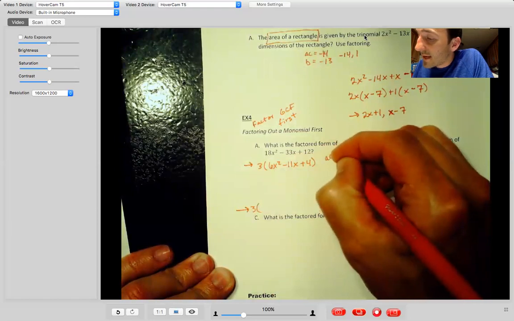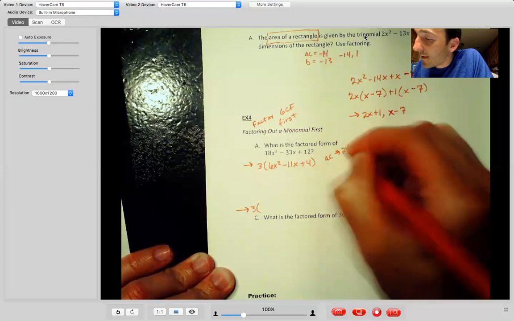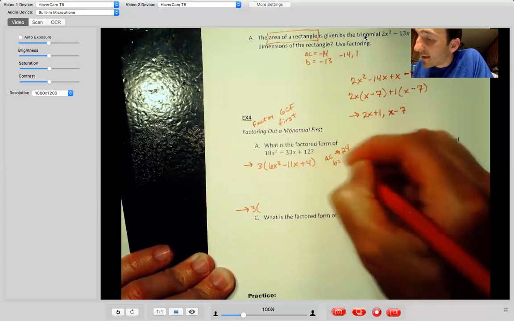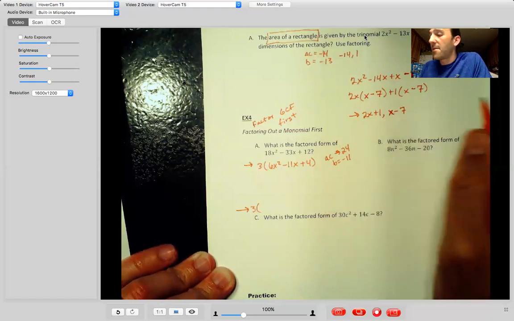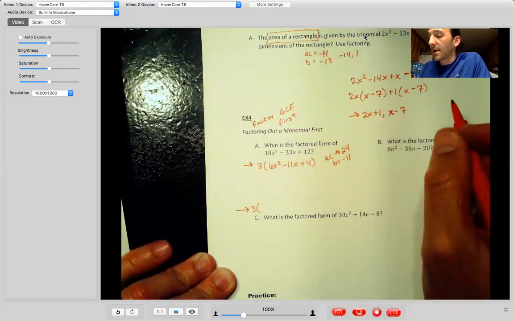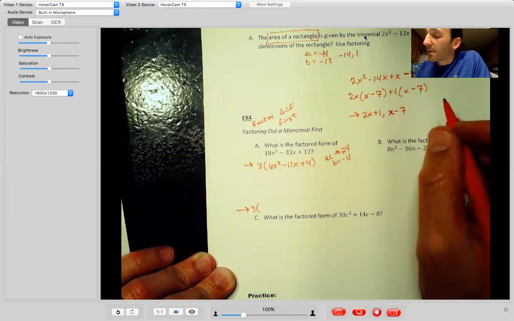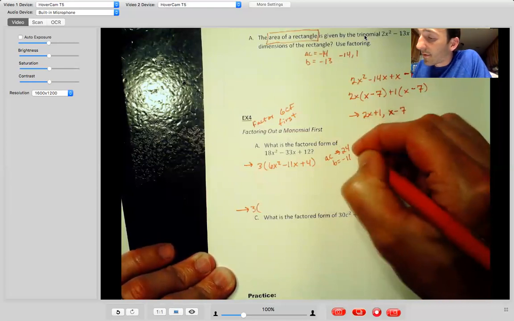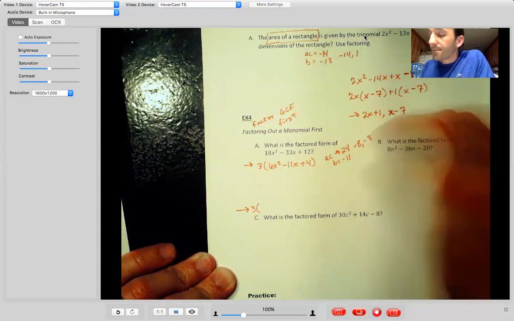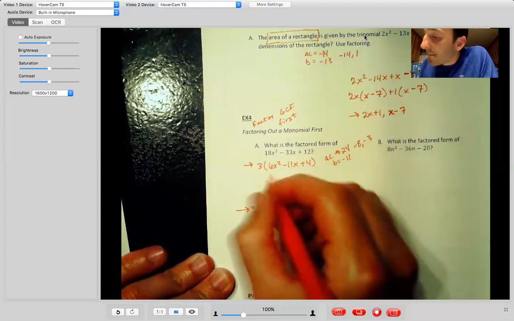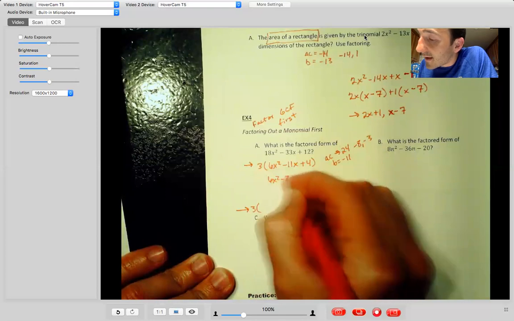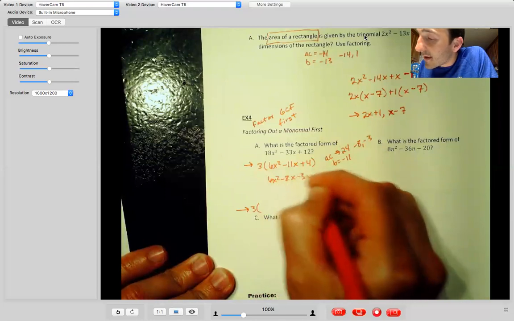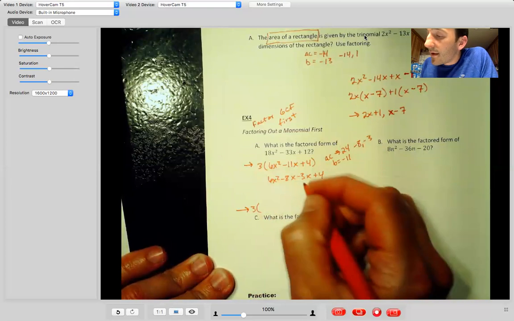A times C here is 6 times 4, which is 24. And B is negative 11. So positive product, negative sum. That would be negative times negative. So here that'd be negative 8, negative 3. So we want to rewrite this as 6x squared minus 8x minus 3x plus 4.